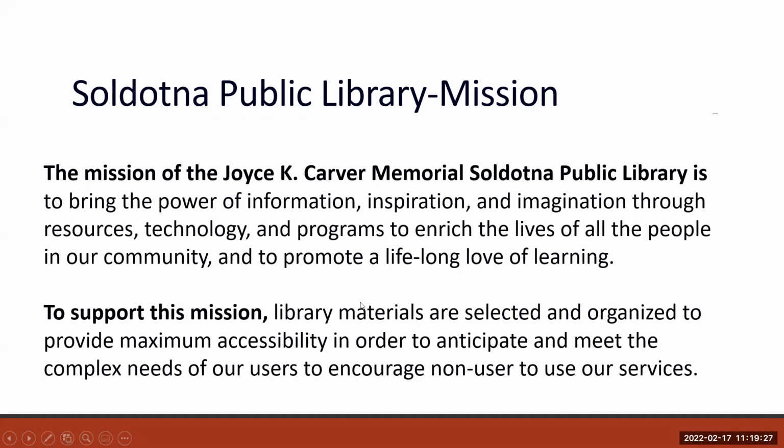So one library talks about how their mission statement guided their CD policy, and another library talked about how the way that the materials are selected supports their mission. So there isn't just one way to do it. You need to develop a policy that meets your unique needs.